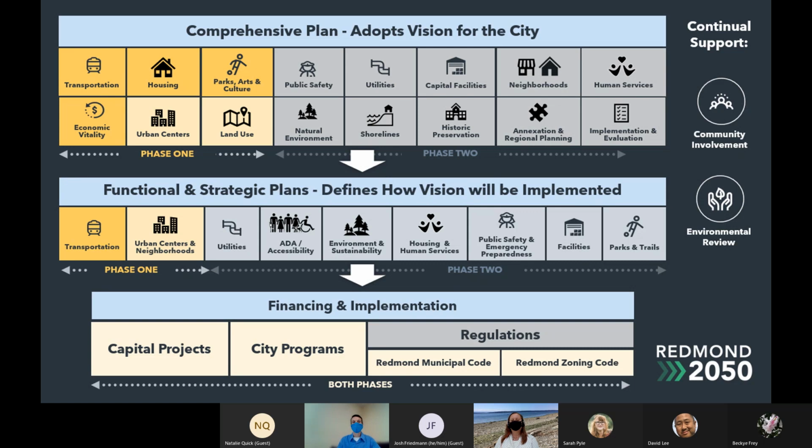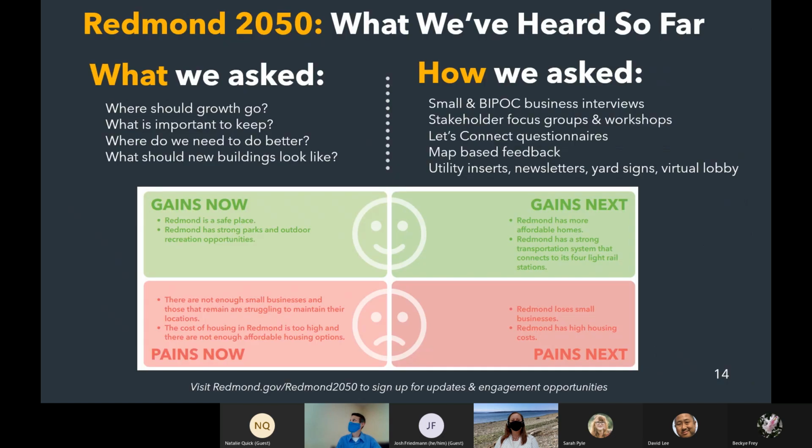The darker yellow boxes are those topics that we're covering during phase 1 of the plan update. The blue boxes are those addressed in phase 2. And the lighter yellow boxes are being addressed in both phase 1 and phase 2. And then environmental review and community involvement is occurring throughout the plan update. We'll go to the next slide, Kim.